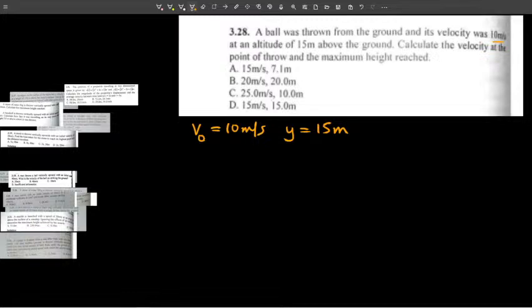Okay, a ball was thrown from the ground, and its velocity was this. This was the velocity after it was thrown. So you have to find the velocity at the point of throw. So that means this is not the initial velocity.